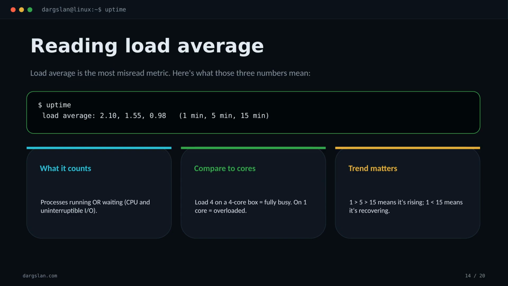Speaking of load average, this is the number people misread more than any other. Those three values are 1, 5, and 15-minute averages of processes either running on CPU or stuck waiting in uninterruptible I/O. Which is why a high load with idle CPU usually means disk. Always compare against your core count. Load of 4 on a quad core is fully utilized. On a single core, it's drowning. And read the trend. If the 1 minute is higher than the 15, things are getting worse. If it's lower, you're recovering.